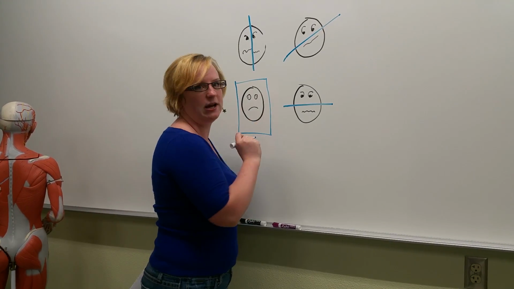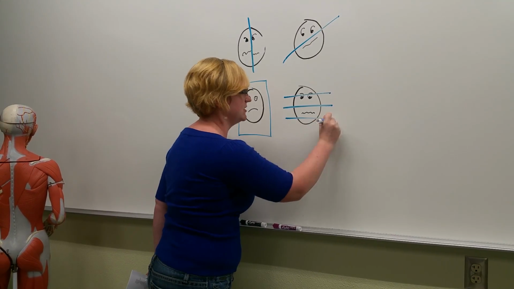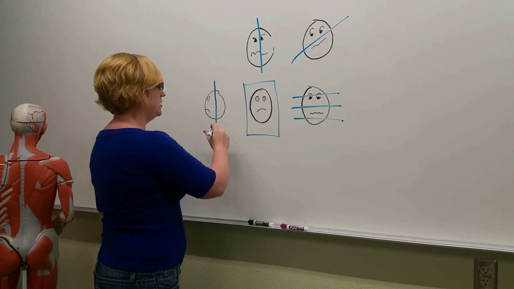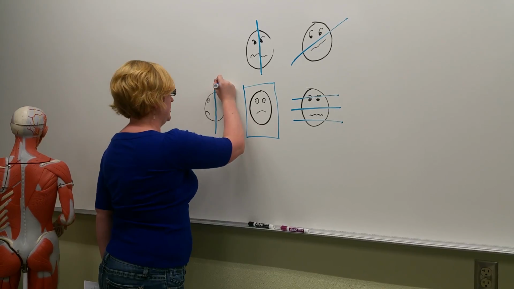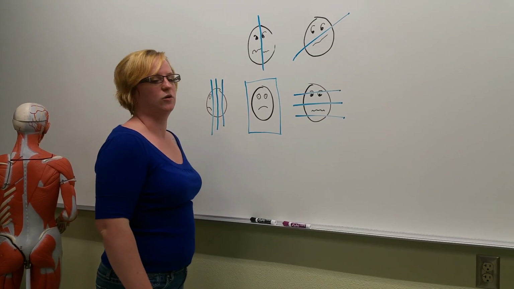And you can cut anywhere and it can be transverse. So I can cut up here, that's considered to be transverse. I can cut down here, that's considered to be transverse. For a frontal section or a coronal section, I can cut here and that's considered a frontal or coronal. I can cut here, that's considered a frontal or coronal.